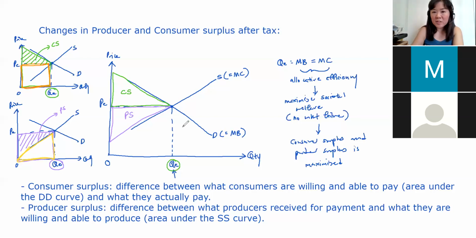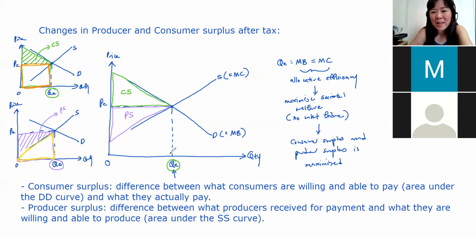Now, what's going to happen is that I'm just going to save this. What I'm going to do is incorporate the taxes onto this diagram, and then let's see how the consumer and producer surplus actually change.